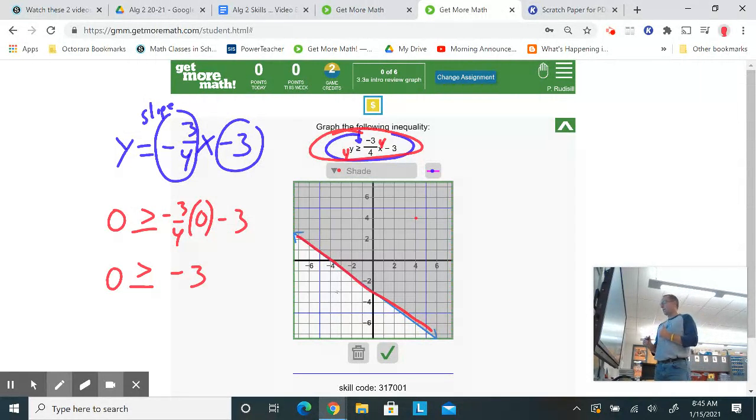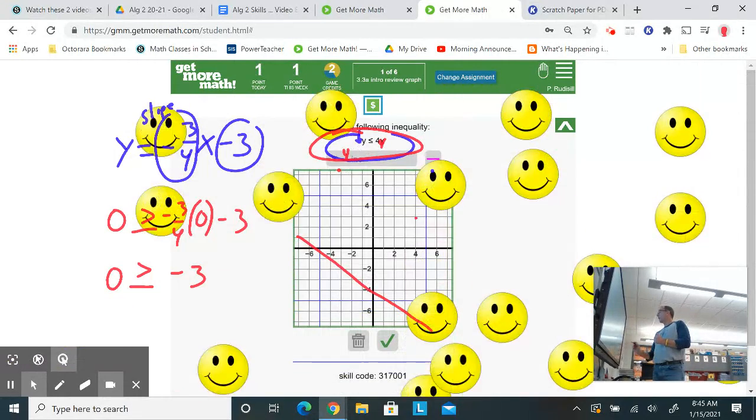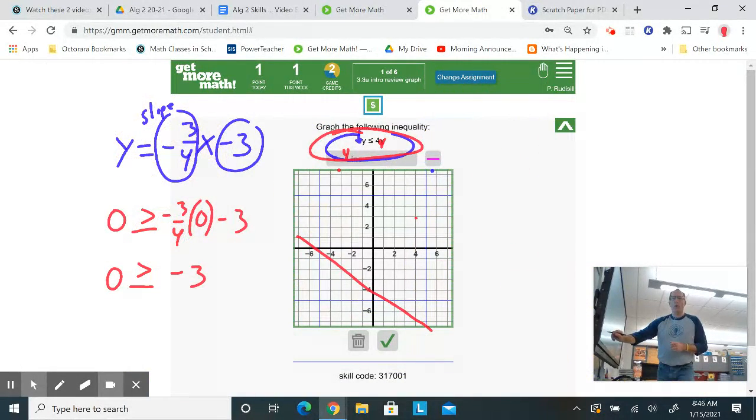So let's do a check. Let's hit that check mark here. See if we got it. Boom. I'll pause, erase, we'll do another one.